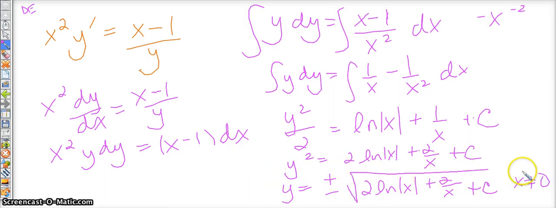This plus or minus represents the general solution to the differential equation. And what's interesting is when I ask you guys to find the particular solution, sometimes the y-coordinate will be negative, so that means you're using the negative one, and if it's positive, use the positive one.